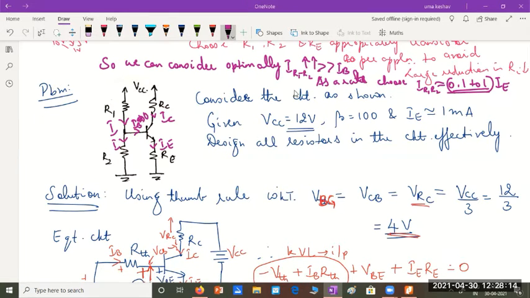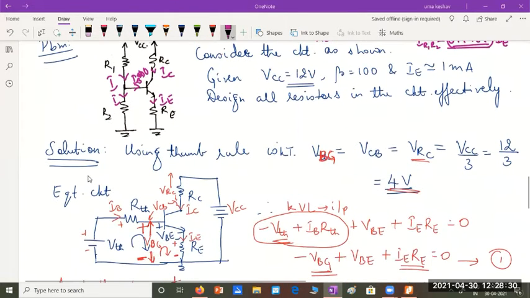That problem stated, consider the voltage divider bias circuit as shown. Given VCC is 12 volts, beta is 100, IE is 1 milliampere, design for all the resistors in the circuit. So first, what we did, we tried to design for this emitter resistance. We'll find the emitter resistance first, then the collector resistance, and then we can find R1, R2.